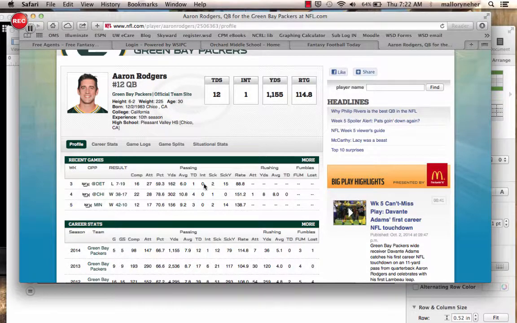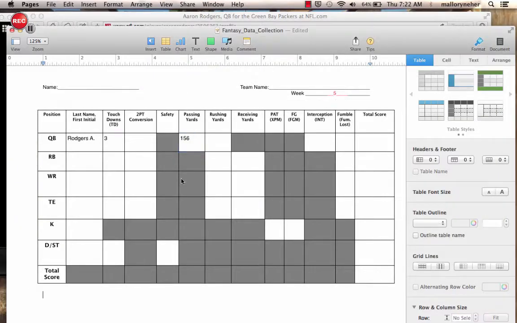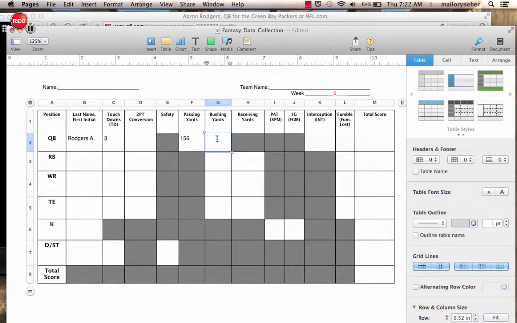So looking at the website again, here's rushing. You see rushing over on the right. Yards is right here, and it's blank. So it looks like Aaron Rodgers rushed for no yards. He wasn't running with the ball. So we're going to put in 0.